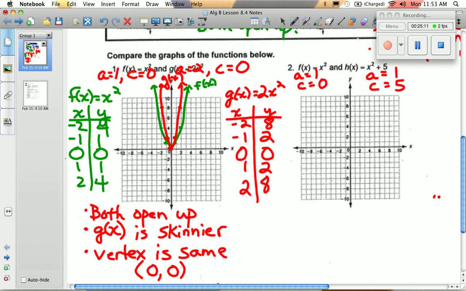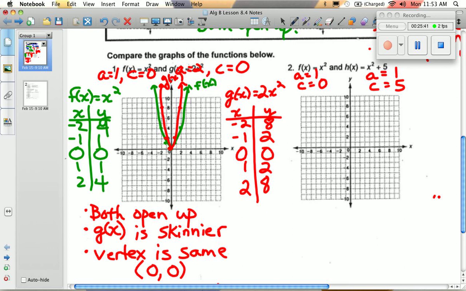Compare the functions of the graphs below. So what do you think should happen here? What do we predict? Is the direction of the opening going to change? No. Is the width going to change? No. Is the vertex going to change? Yes, it's going to move up.